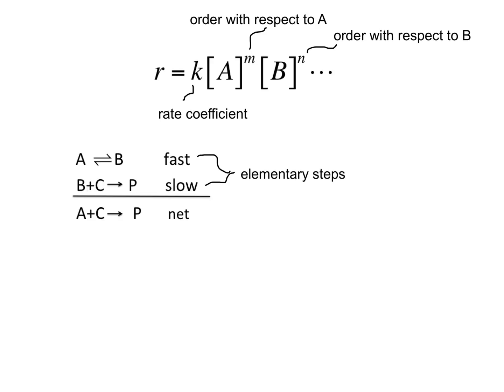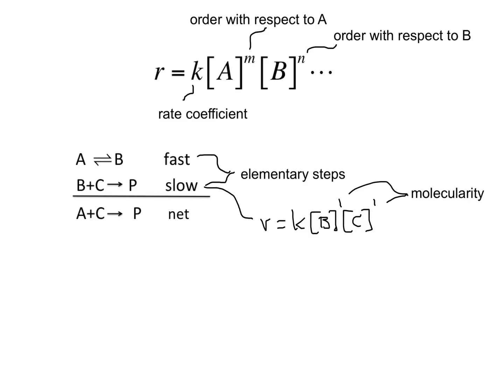That is, the rate law for an elementary step can be written in terms of the concentrations raised to the stoichiometric power for the elementary step. So for instance, in this second elementary step, a B molecule must collide with a C molecule, and the rate of that collision will depend on the product of the concentrations of B and C. So the order is 1 for B and 1 for C. For an elementary step, we call these orders the molecularity of the reaction.